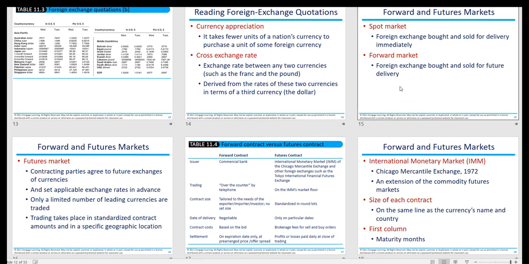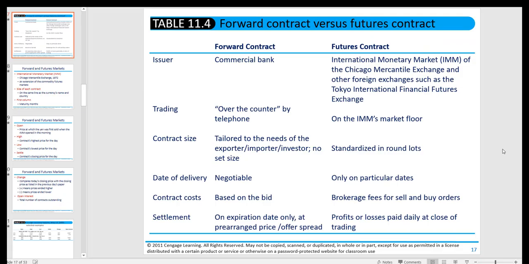Then the textbook proceeds by going deeper into the differences between the spot market and the forward market. So the spot market is transactions done right now. The forward market involves an exchange in the future. And among the instruments available in the forward market are forward contracts and futures contracts.